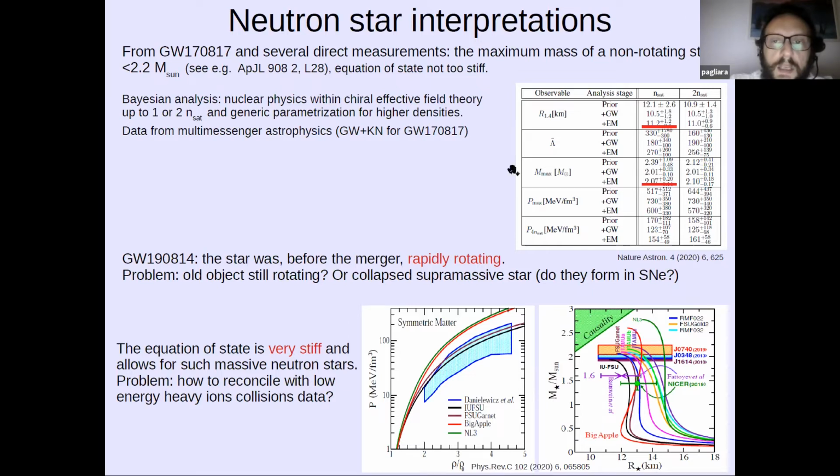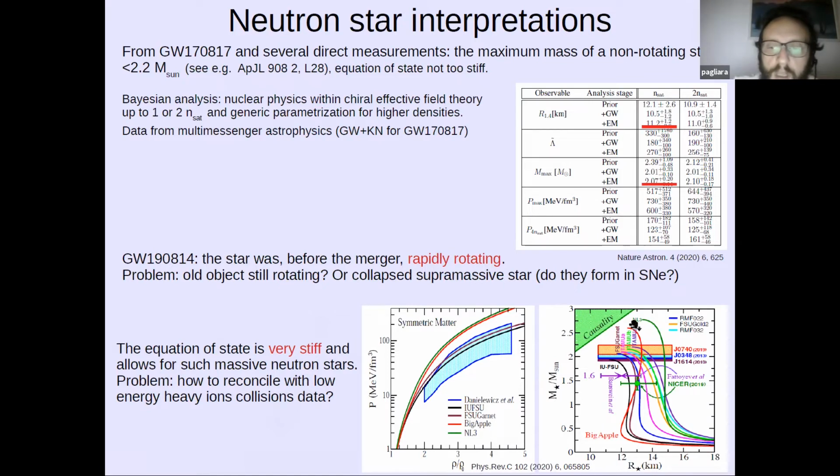So then the idea, if the maximum mass is 2.2, is that to reach 2.6 solar masses, you need rotation. And this scenario is possible, although one has to explain why such an old object could still keep a very high frequency of rotation. Because to get, of course, a significant effect on the mass, you need a frequency which is close to the Keplerian limit. The other interpretation is that actually the equation of state is stiff.